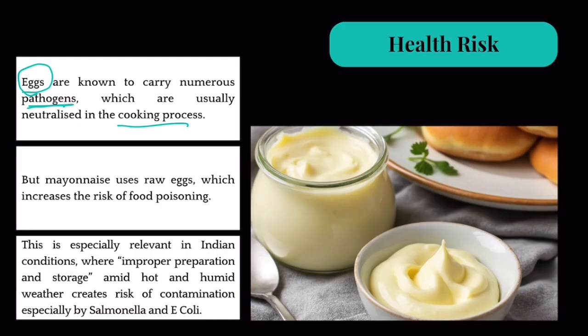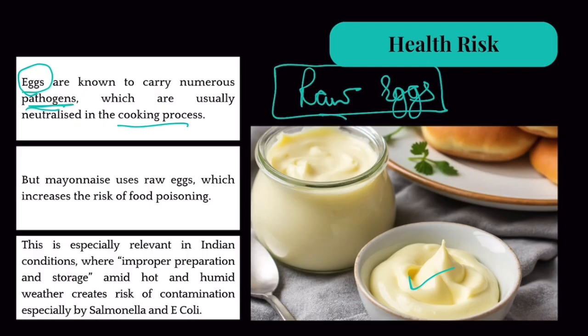When you make omelets or boil eggs, you don't get infected by these pathogens, because they are killed during the cooking process, the heating process. But what is so special about mayonnaise is that it uses raw eggs. These eggs are not heated. The egg yolk in these raw eggs is used directly. So mayonnaise uses raw eggs, which increases the risk of food poisoning.